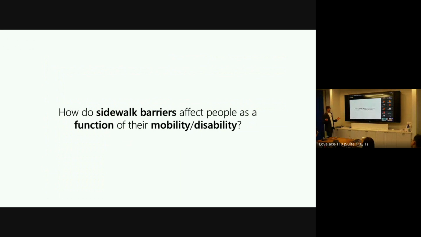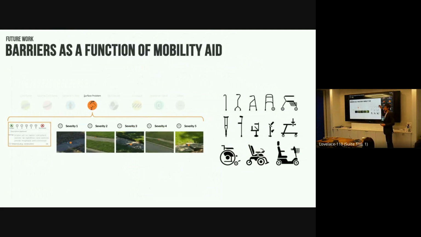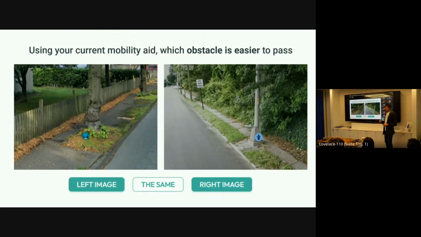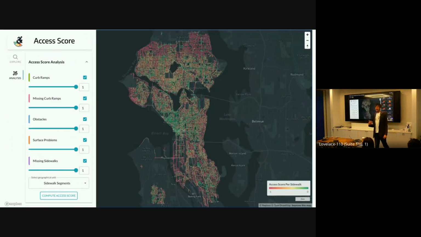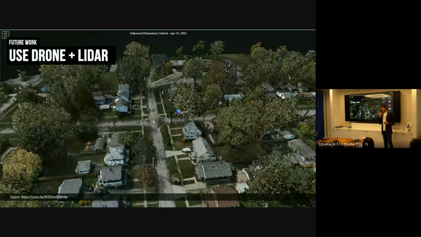How do sidewalk barriers? This came up already, so I do want to cover this. Sidewalk barriers are a function of your mobility. So we ask people to adopt this wheelchair user notion or persona, but obviously these things are dependent on our mobility, right? And the mobility aid we're using. So we're now doing a large scale study where we're using Project Sidewalk data and we're recruiting people with different types of disabilities, and they tell us about those. And then we do a whole bunch of pairwise comparisons to hopefully build better access score algorithms and visualizations that are much more personalized.